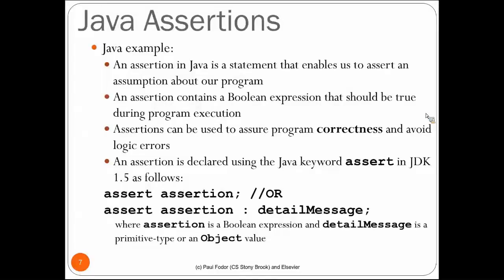So let's continue talking about Java assertions. An assertion in Java is a statement that enables us to verify an assumption about the program. It's a Boolean condition expected to be true during execution. Assertions can be used to assure program correctness and avoid logical errors. It is defined using the assert keyword and an assertion logical condition, optionally followed by a colon and a detailed message, which is a primitive type or an object value that is used with the constructor of the assertion error that we saw before.